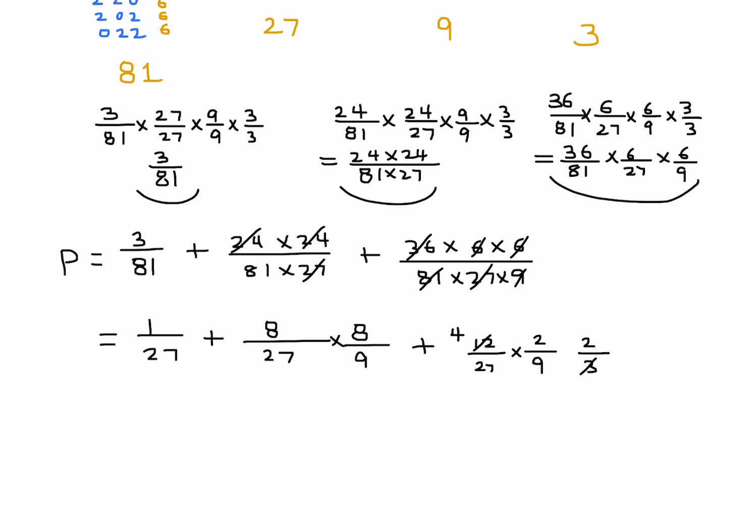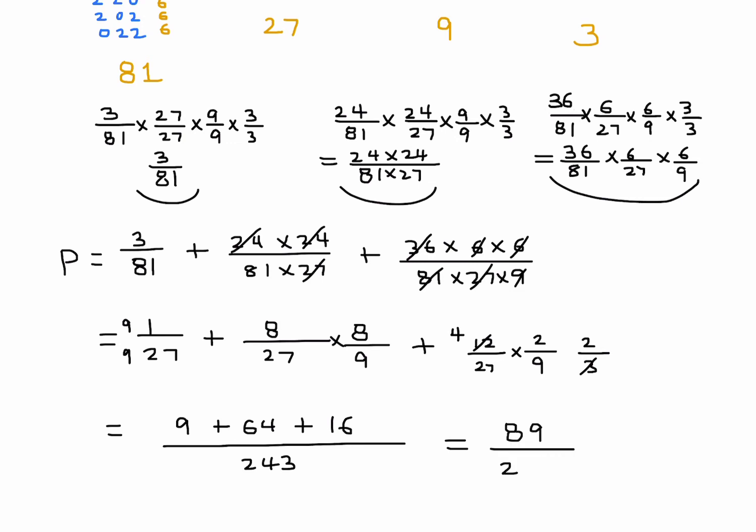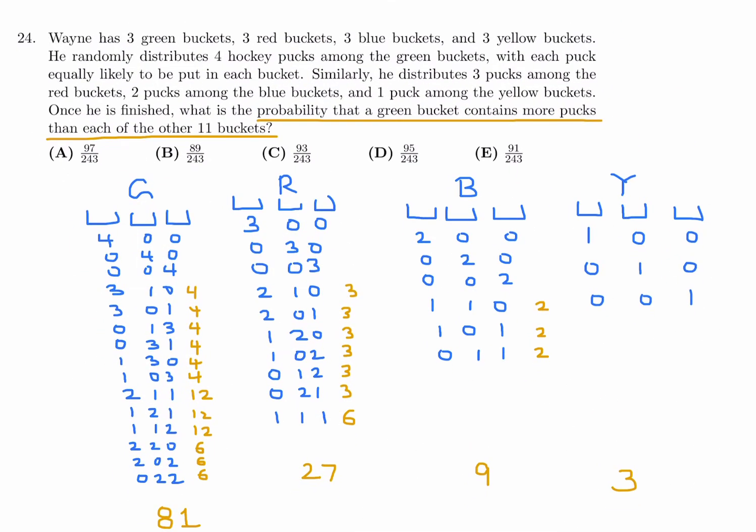And we're just going to need to get a common denominator, which I think is 27 times 9, which is 243. So that's going to be top and bottom by 9. So 9 plus 64 plus 4 times 2 times 2, which is 16. And therefore that is 9 plus 64 plus 16 is 89 over 243. So there we go. 89 over 243 is the answer to this question, and that would be B.